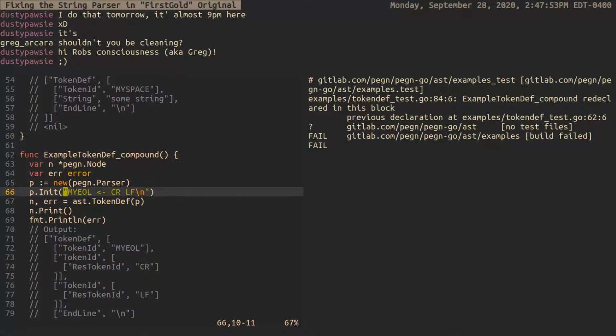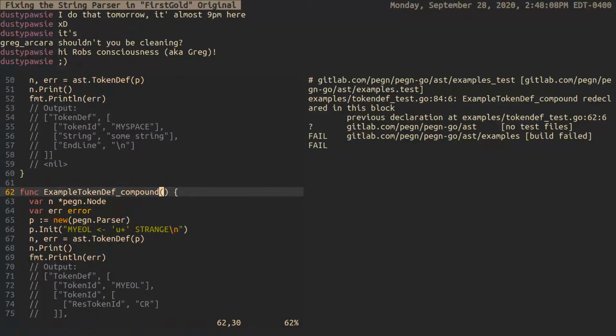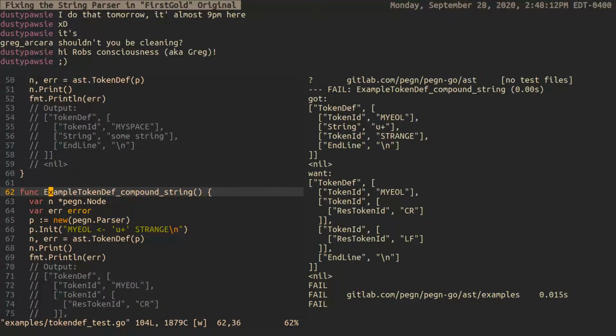So we need a compound that's got a string in it. I'm going to do this. Strange plus, how about that? Compound. We'll change this to compound string. And see, that worked.